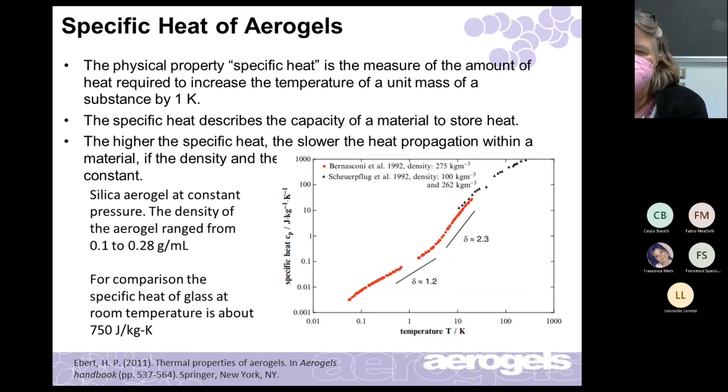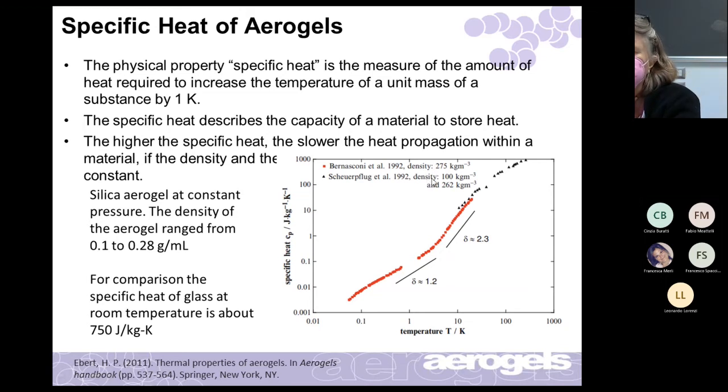Okay, so the only data I've really seen out there is from the aerogel handbook. This is specific heat, in joules per kilogram Kelvin, CP, versus temperature. It goes from 0.1 to 1,000 Kelvin, and there's some data for silica aerogel of different densities.